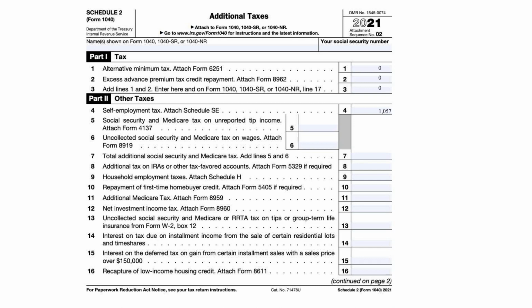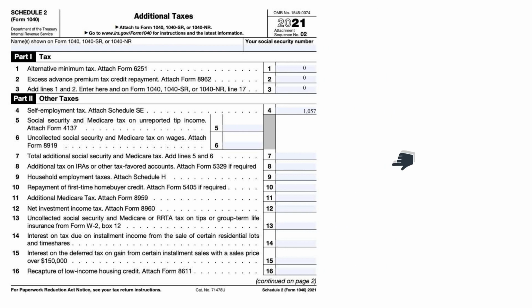IRS Form 8919, uncollected Social Security and Medicare tax on wages, is used to pay Social Security and Medicare tax on wages received from a firm when the taxpayer is deemed to be an employee of the firm and not an independent contractor, and the firm did not withhold the taxes from the taxpayer's wages. Line 7 is to add up lines 5 and 6. We will now move on to line 8.